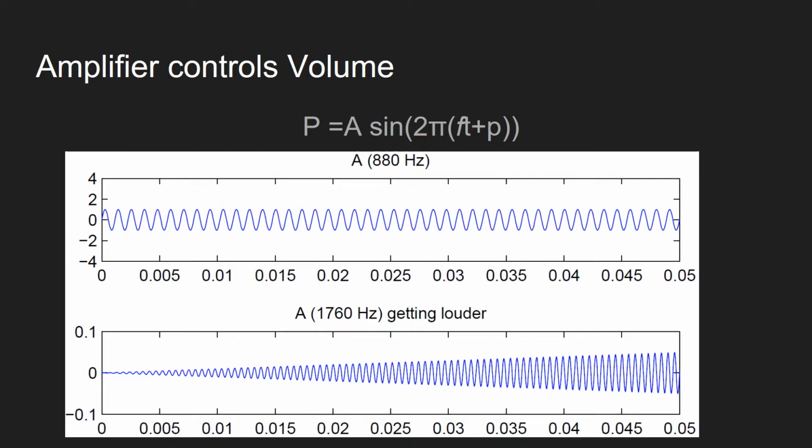So now we're going to get into what amplifiers are, and what they are is they control the volume. Here we have two graphs that show the difference in amplification. And here is our equation, P equals A sine 2 pi ft plus P. A represents amplitude. In these graphs, we're looking at the note A. In the first graph, A is at 880 hertz, and in the second graph, A starts at 880 hertz and gradually gets louder as the amplitude increases to 1760 hertz.